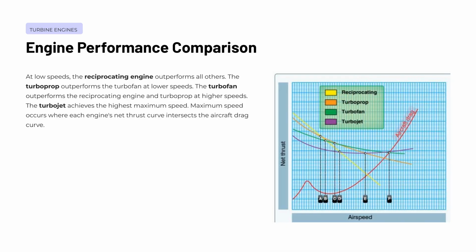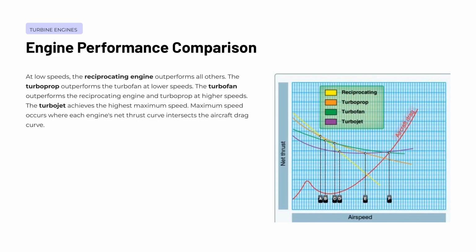Moving into higher speeds, the turbofan surpasses both the reciprocating engine and turboprop, making it the dominant choice for commercial airliners and many military aircraft. At the extreme end of the speed range, the turbojet achieves the highest maximum speed of all engine types.